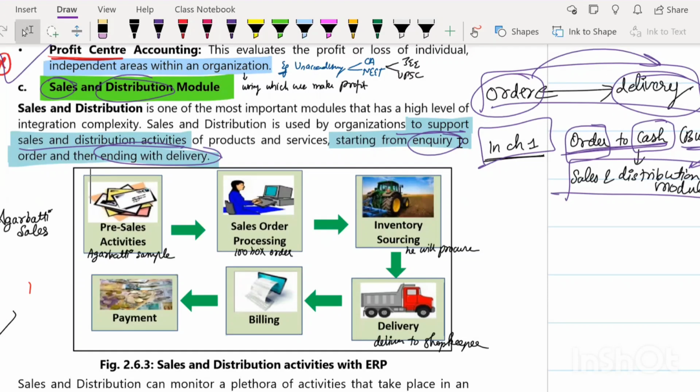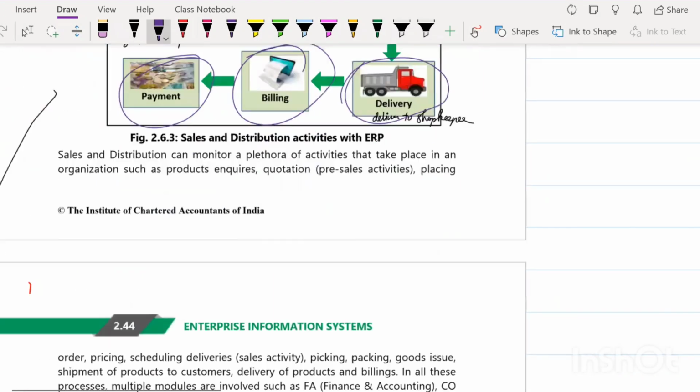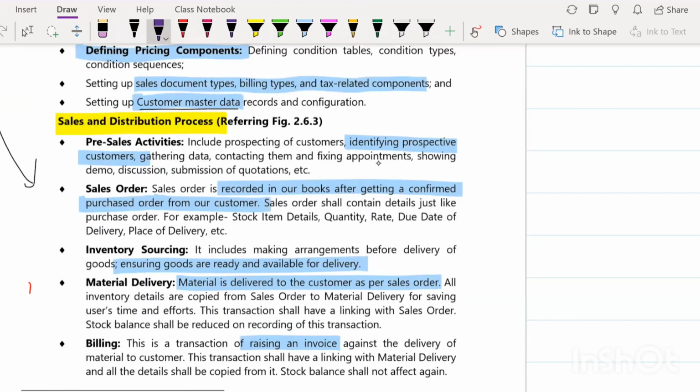So this is your process related to sales and distribution. First you do a pre-sale activity where you give free samples. Then the shopkeeper gives you a sales order which you process, and according to that you get your inventory and make the delivery, you bill it, and you get your payment. So this is your sales and distribution process.